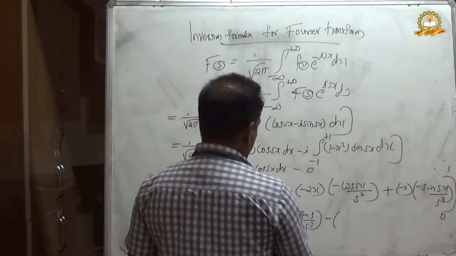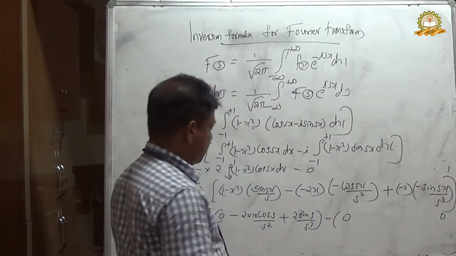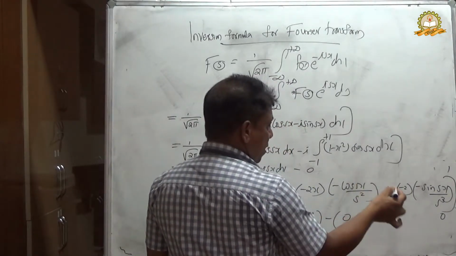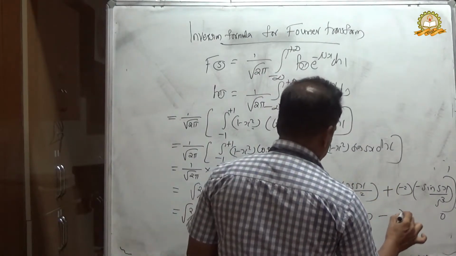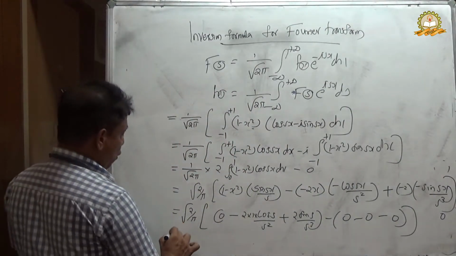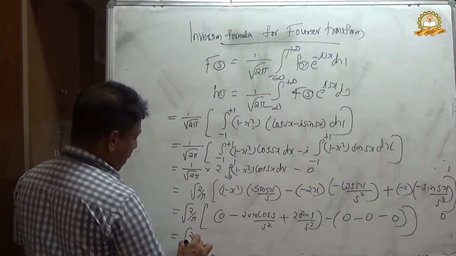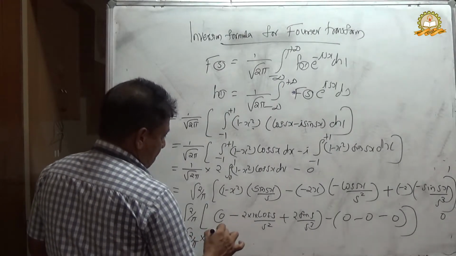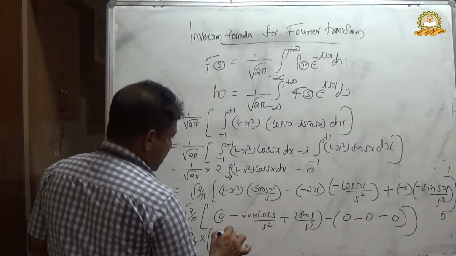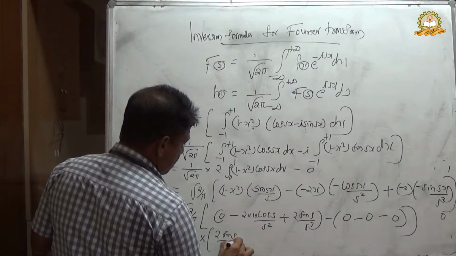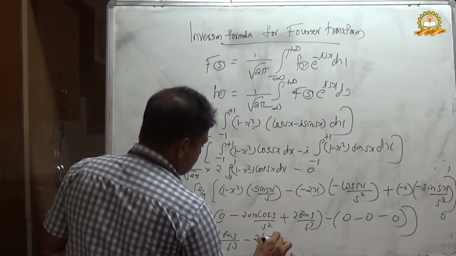Then we apply the lower limit. When we apply the lower limit, the first term will be 0. The second term also will be 0. The third term will also be 0. Therefore, the lower limit part will be 0. Therefore, we get root of 2 by pi into 2 sin s by s cube minus 2 cos s by s square.